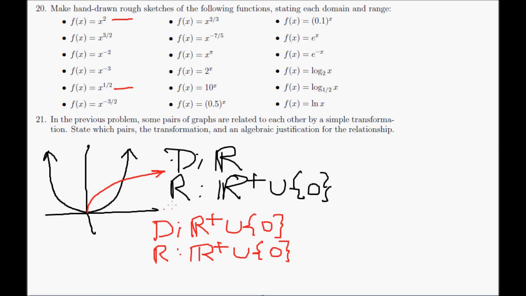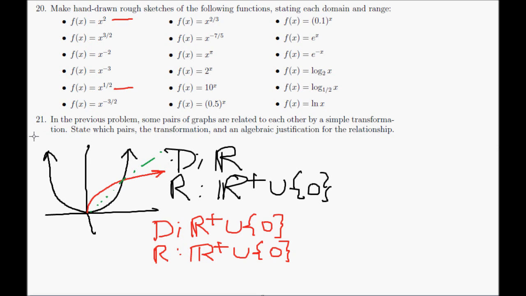These graphs are related by the transformation that x squared and x to the 1/2 are inverse functions, if for x squared we restrict the domain to the non-negative real numbers. So they are related to each other because the two graphs will be the reflection of each other through the line y equals x. They are related by flipping across y equals x, and the reason this happens is because x squared and x to the 1/2 are inverse functions. So that's part of the problem.